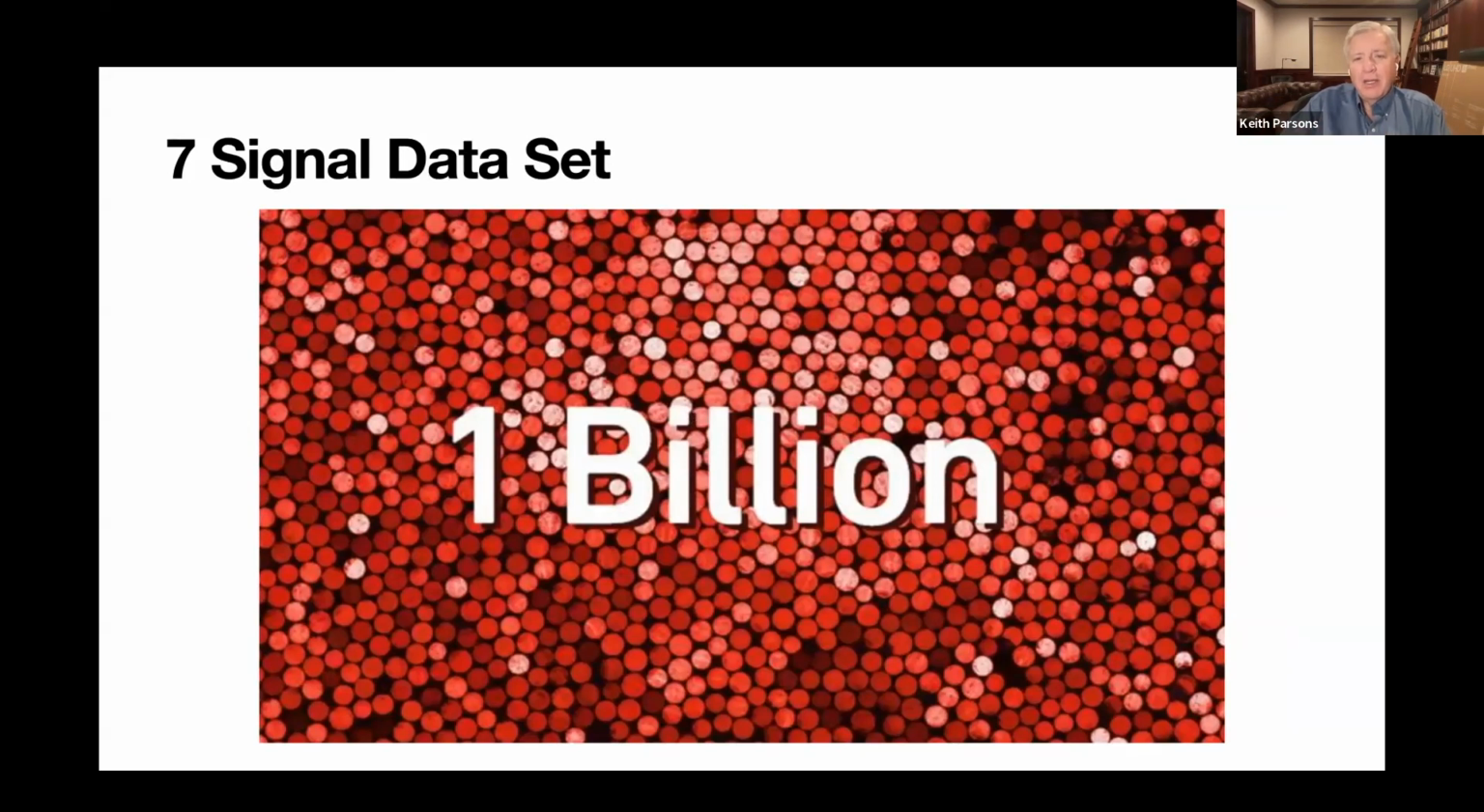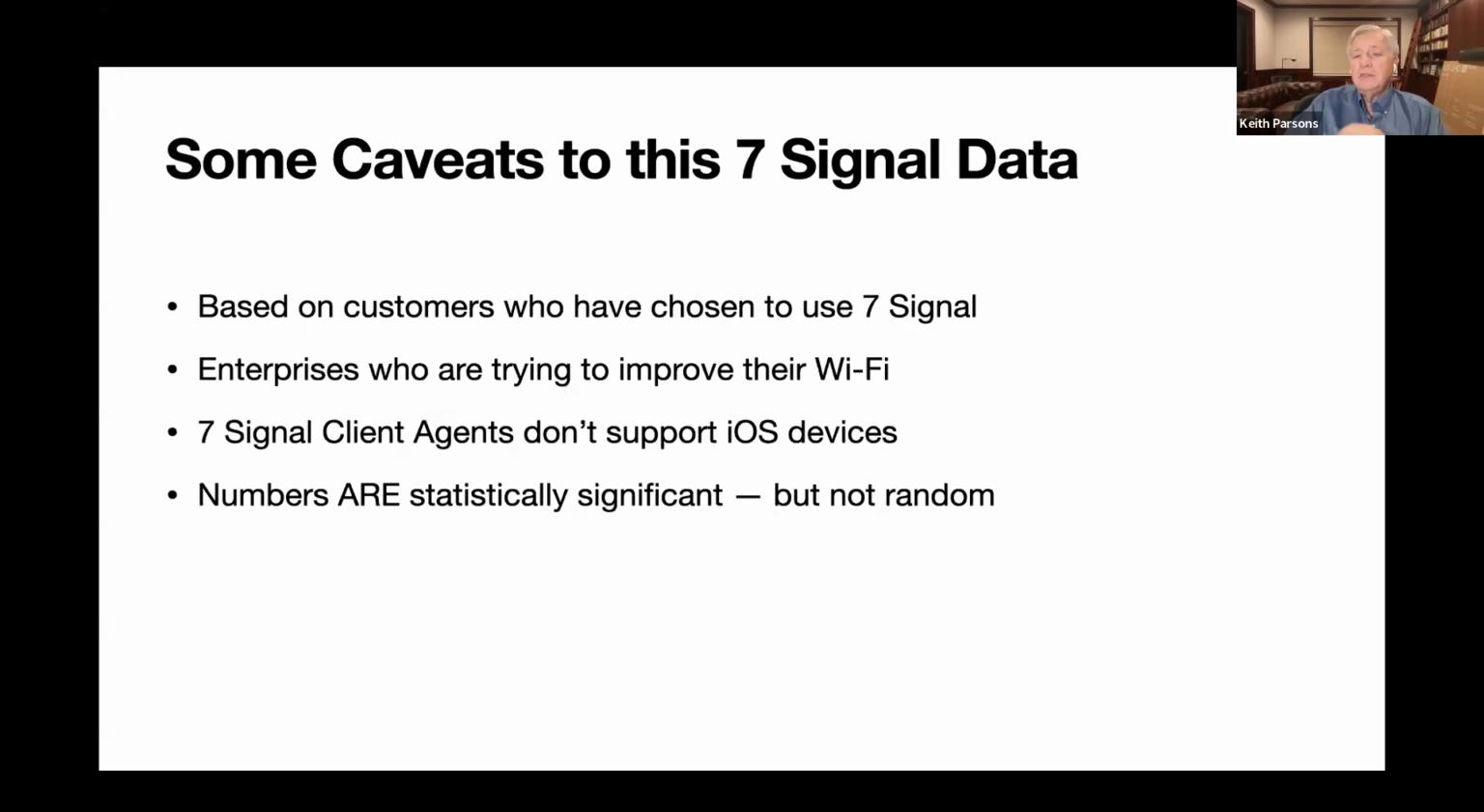So I had asked Simon at 7Signal to run some queries against this big data set to see how clients are doing. Most of us don't have the data to play with, so now we have some data that we can look at. Some caveats though. This data, even though there's a lot of it, is not statistically random, because the people who choose to use 7Signal, which gets the data into this data source, are self-selecting. They're customers who have already chosen to use 7Signal. They obviously care about their Wi-Fi and how it's going. So this is a self-selected set of customers.